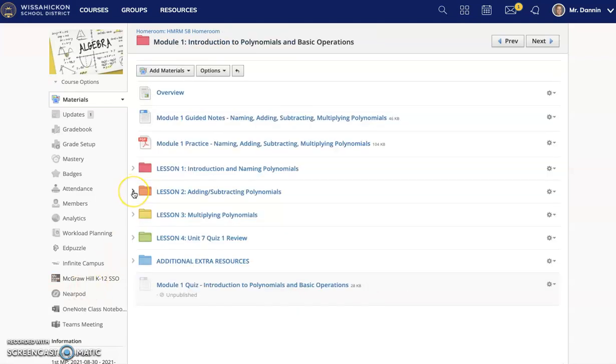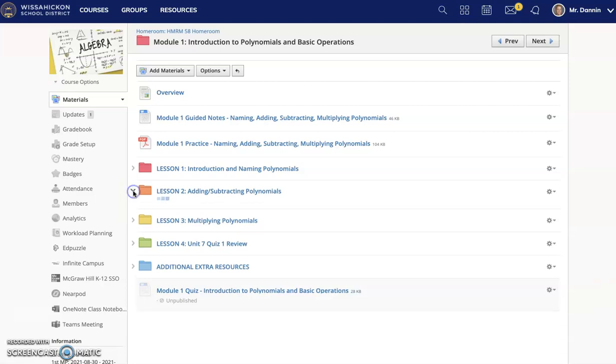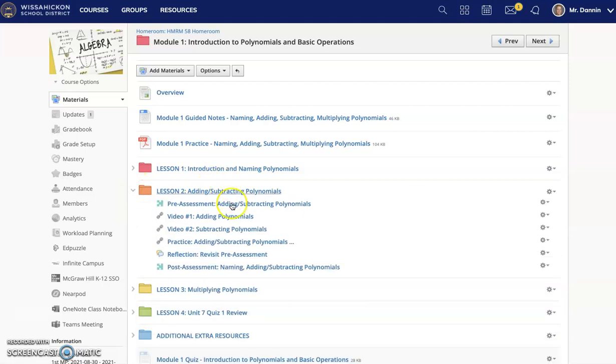Lesson 2 for this module will be based around adding and subtracting polynomials. There will be a pre-assessment, 2 videos now created by me with voiceovers, practice, a reflection as a discussion board, and a post-assessment. The goal is to compare the pre-assessment to the post-assessment to see the growth. The post-assessment will be cumulative and it will include lesson 1.